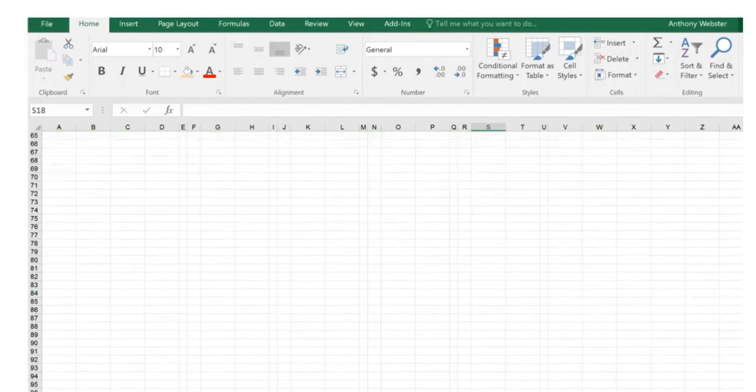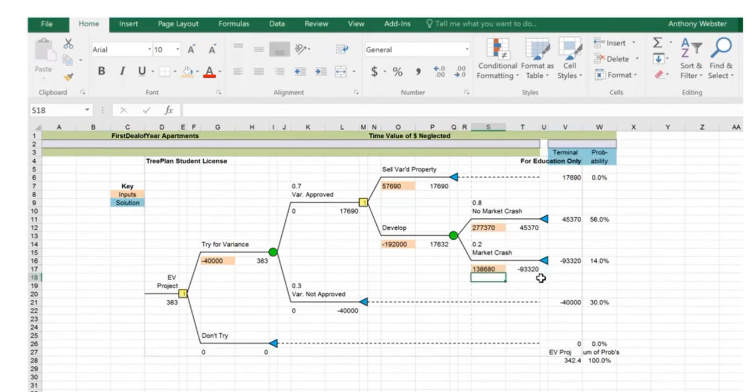And I want to show you a few important things about this. Okay, first of all, the expected value number of the project has changed radically from $9 million to $383,000 when we have made this change, okay? The other thing that's very interesting is that now our optimum decision, if we want to maximize the expected value of the NPV of this project, we should sell the variance property and not bother developing it at all. So our optimum decision has changed here, okay?